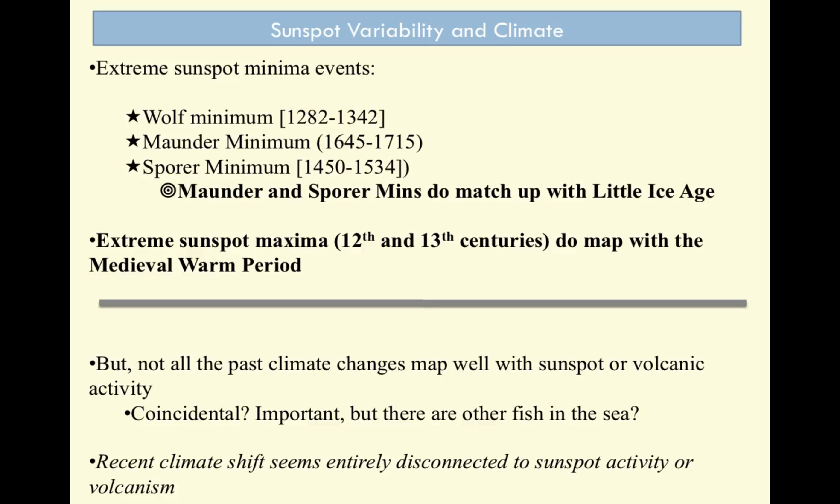But not all the past climate changes map well at all with sunspot or volcanic activity. Is it coincidental? Is it important, but there are other important fish in the sea? So again, there is some correlation there, but the recent climate shift seems entirely disconnected from sunspot activity or volcanism.